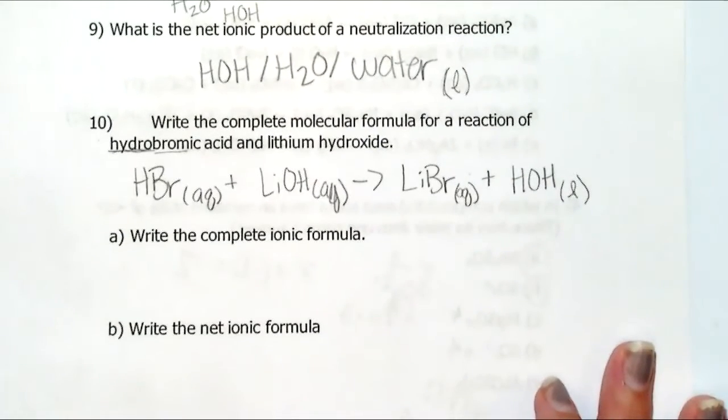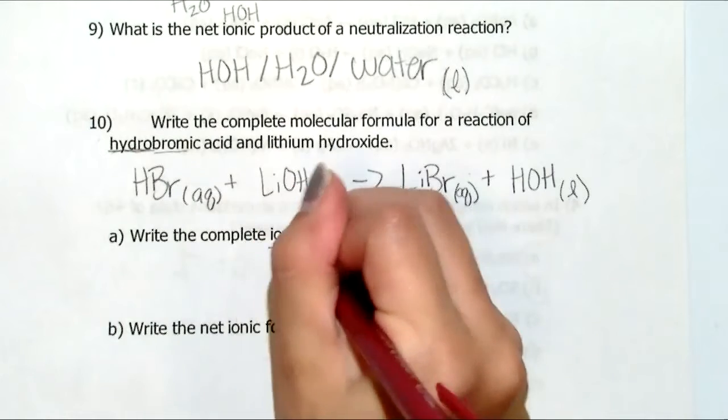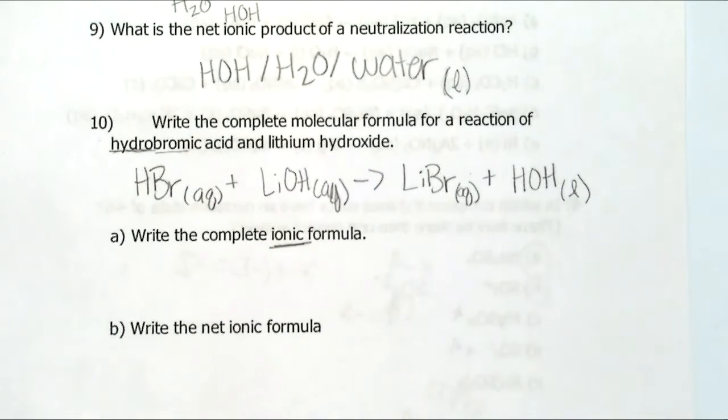Write the complete net ionic formula. So the key here is this word ionic, right? We're breaking things up into ions because when something is aqueous, when it is dissolved in water, it's really just those ions floating around inside the water, right?